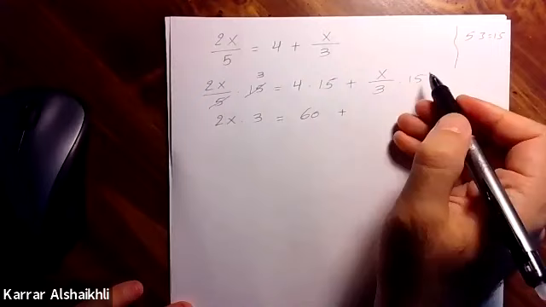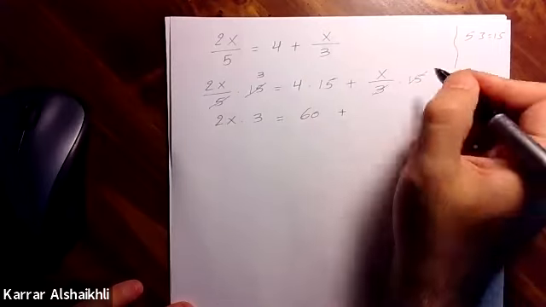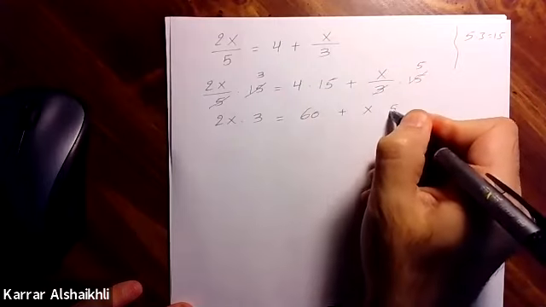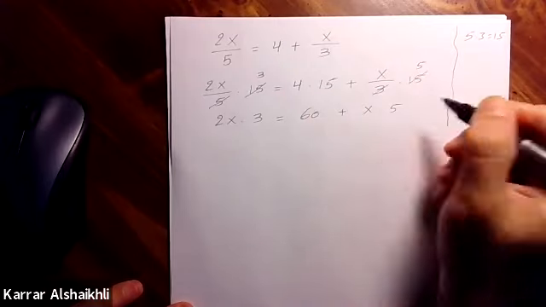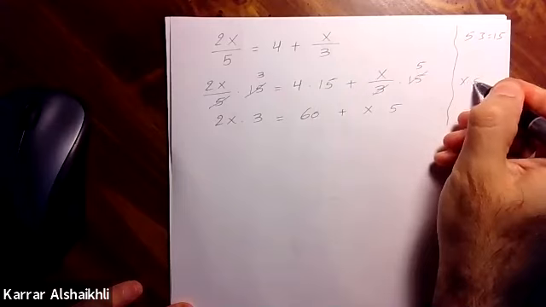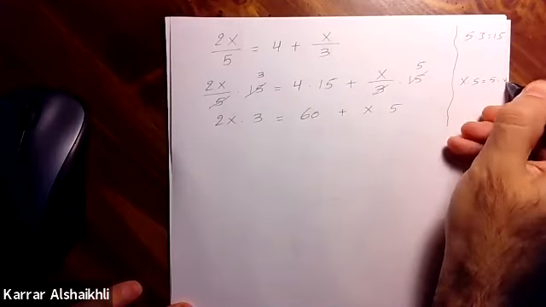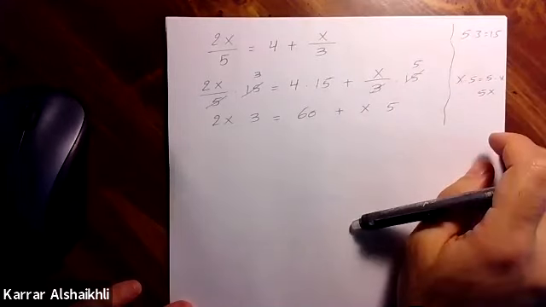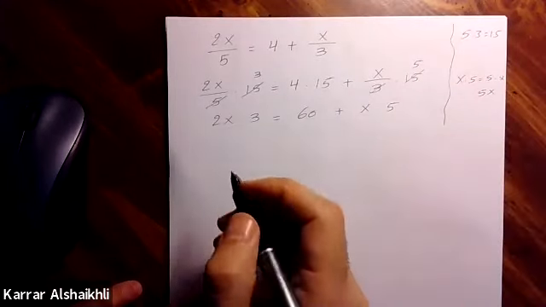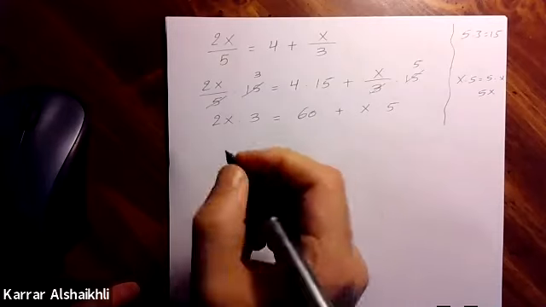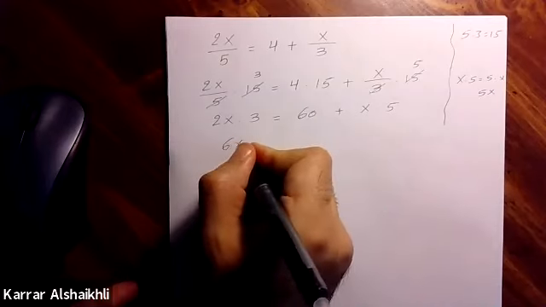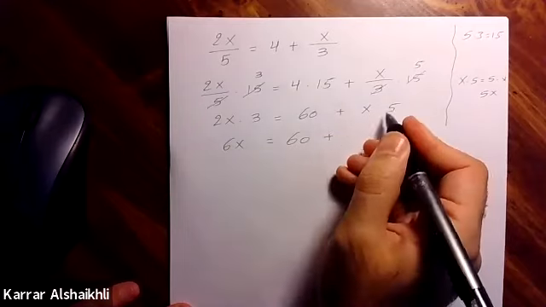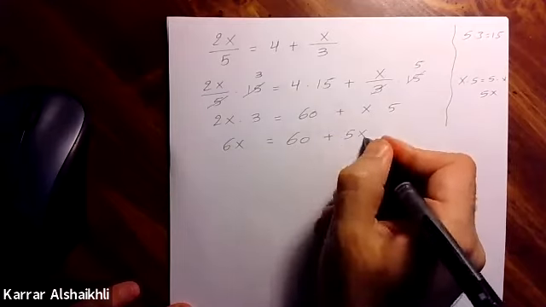plus 15 divided by 3 is going to be 5. So it's going to be x times 5. The same thing here, x times 5 is the same thing as 5 times x, which is 5x, because multiplication is commutative. Now 2x times 3 is going to be 6x, equal 60 plus 5 times x, 5x.